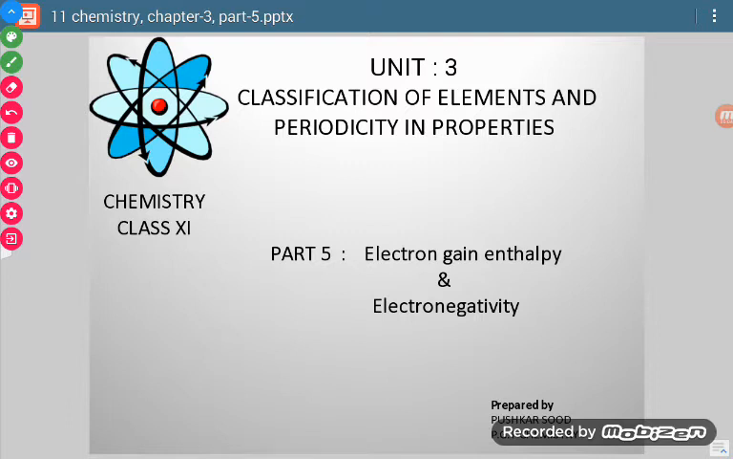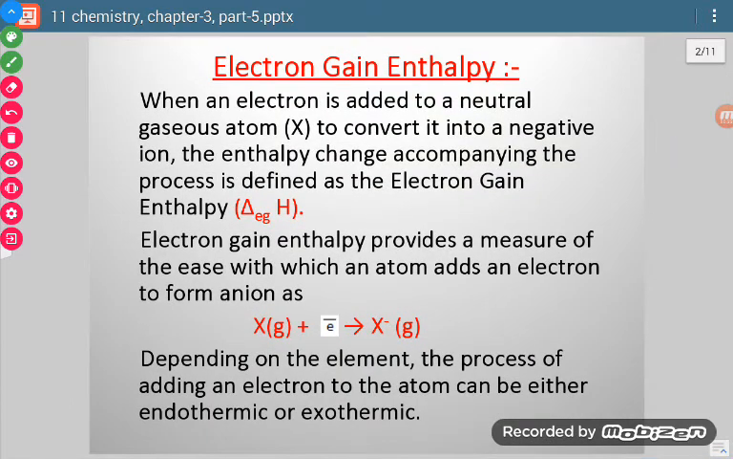It contains electron gain enthalpy and electronegativity and their variation in the periodic table, and the factors on which electron gain enthalpy value depends. Okay. So let us start first with electron gain enthalpy. It is just the reverse of ionization enthalpy.